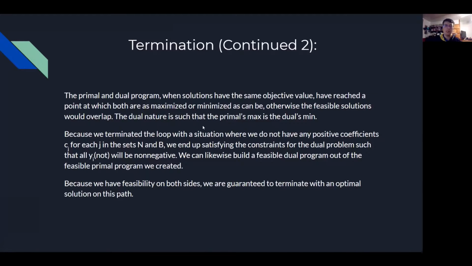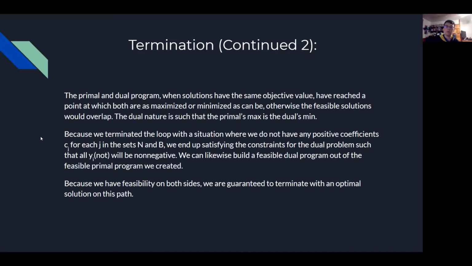And then for this, I talked about it just before, but for hopefully a better understanding, the reason that you reach a global optimum in that case would be because we can't have the feasible solutions for both problems overlap. So the duality of it is that the max for the primal is the minimum for the dual, and if you were to increase the maximum, you would have to decrease the minimum.